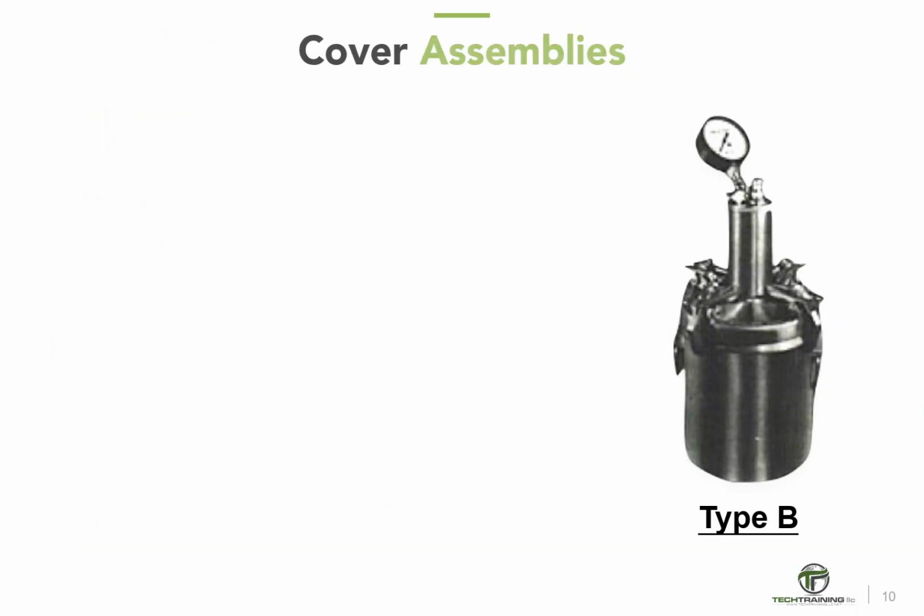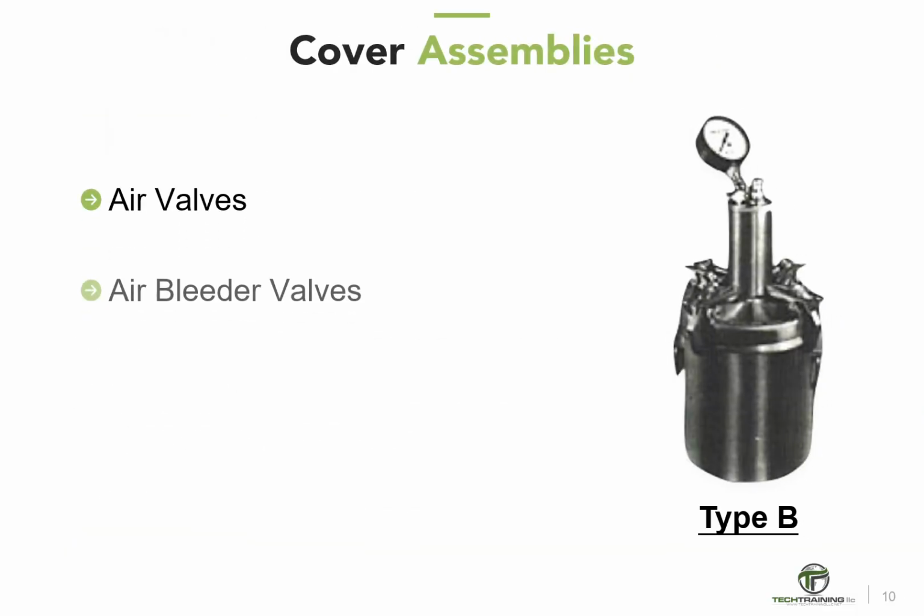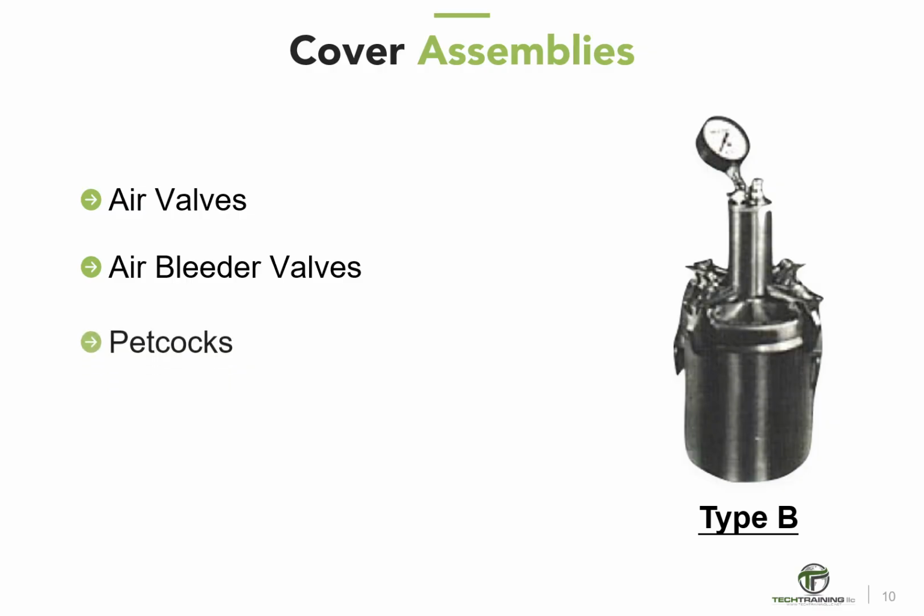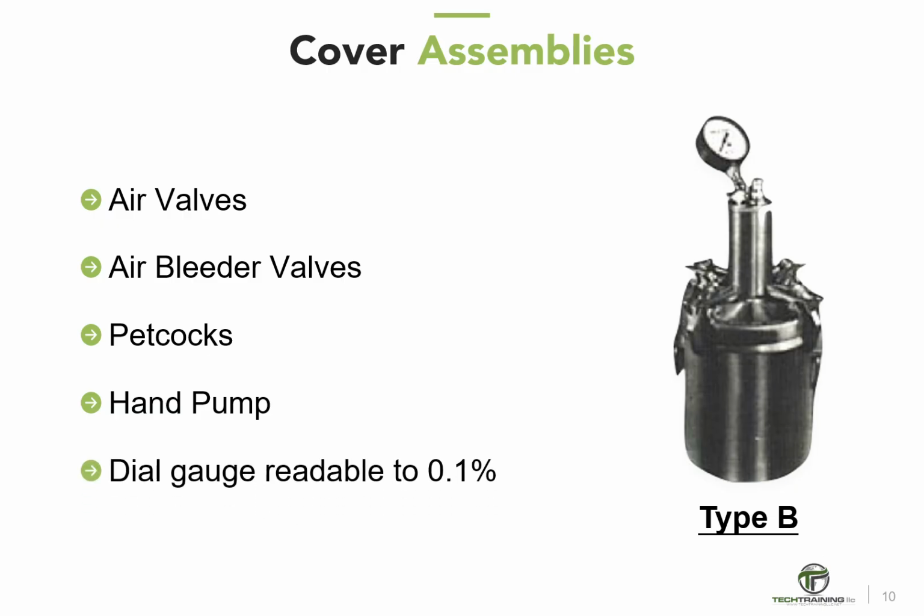The cover assembly shall be fitted with air valves, air bleeder valves, and petcocks for bleeding off, or through which water may be introduced as necessary for the particular meter design. A suitable hand pump shall be provided with the cover either as an attachment or as an accessory. There must also be a gauge readable to 0.1% as determined by the proper air pressure calibration test.